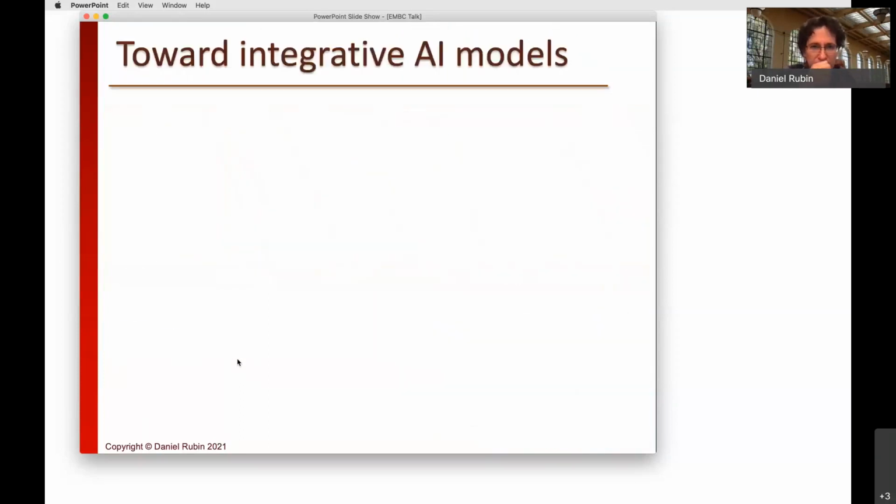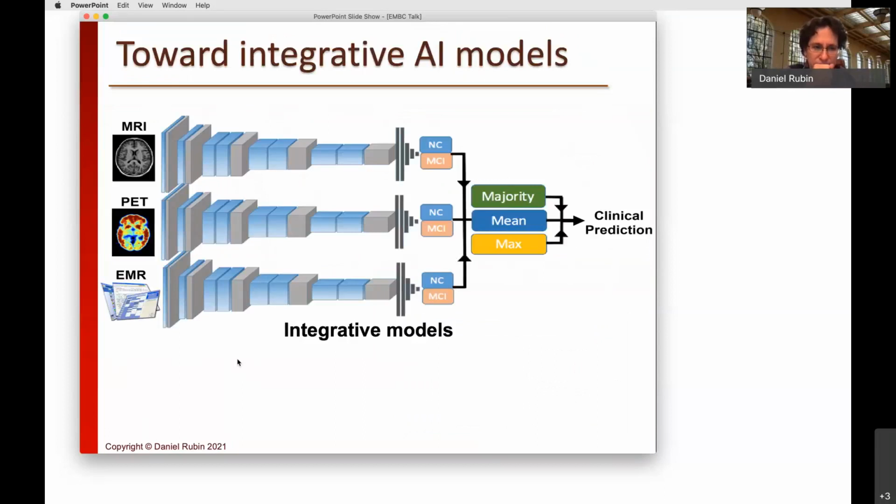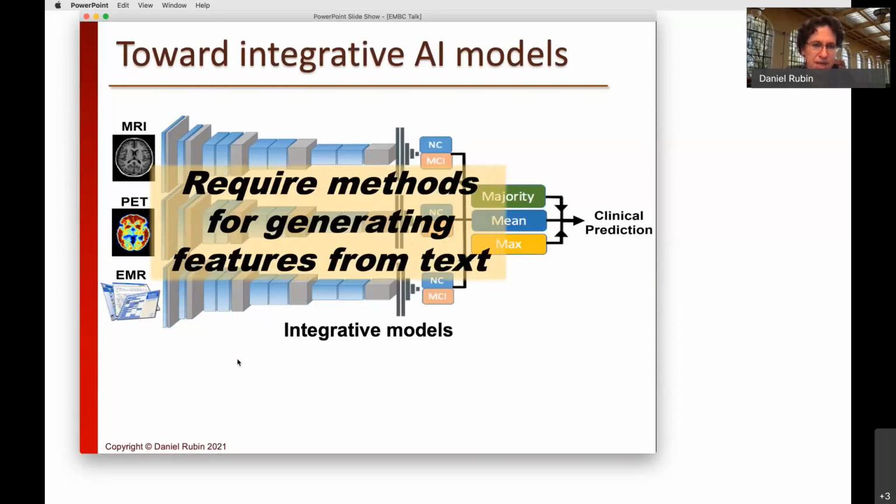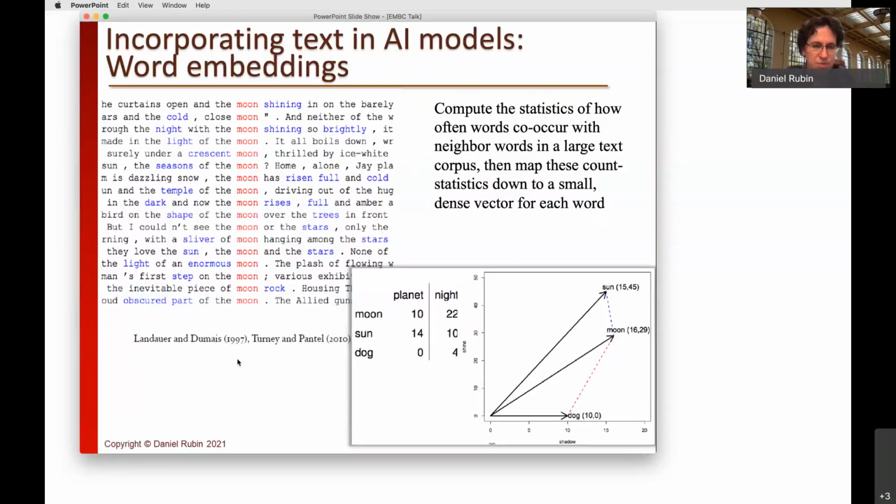But if you're going to move to integrative models, then you're going to need more complex architectures such as this, that would include one or more modalities of imaging plus EMR data, and then combine those in some way. And I'll talk about that in a moment. But we can deal with input image data, but to input the text data, you need a way to generate a representation of that text in order to generate features that can be accommodated into network structures similar to the images.